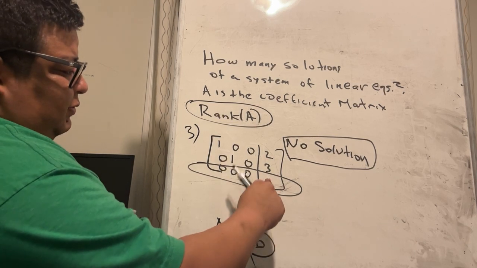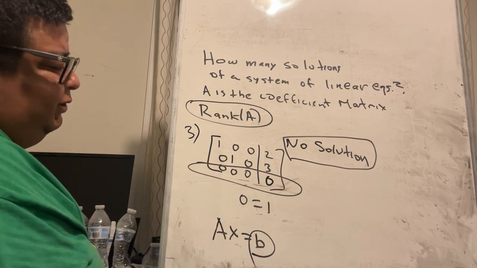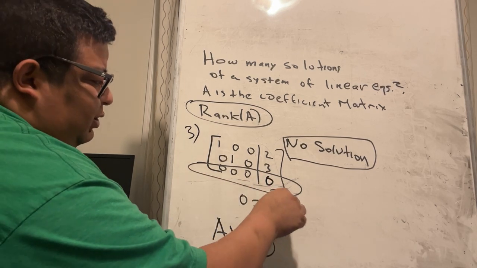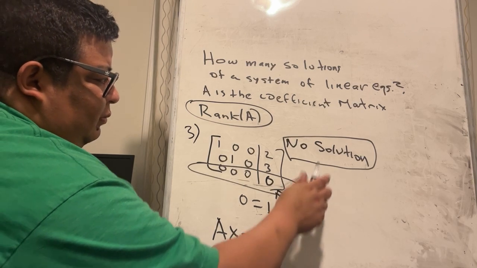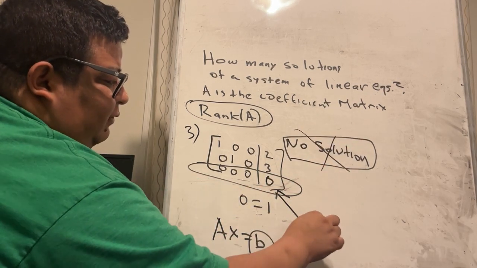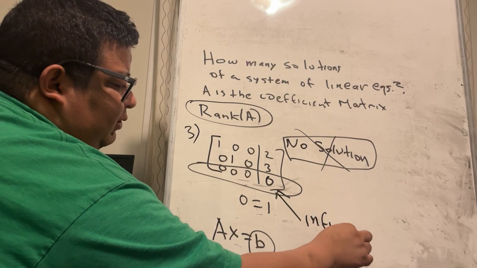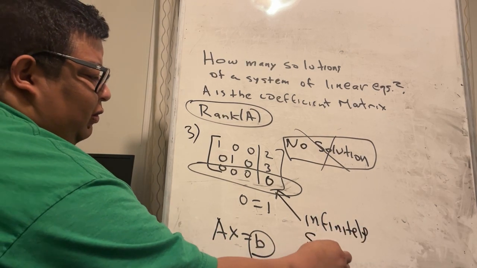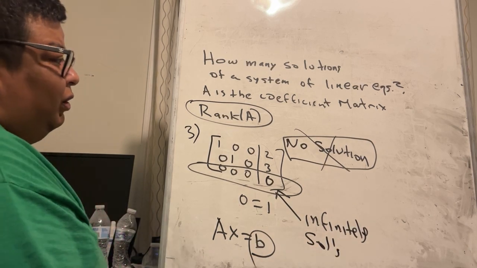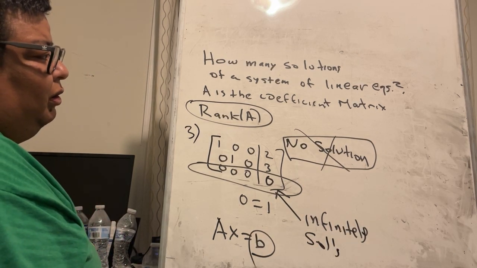But let's say you have 0, 0, you have the free variable, then in this case you have infinitely, like I said, infinitely many solutions. Okay.